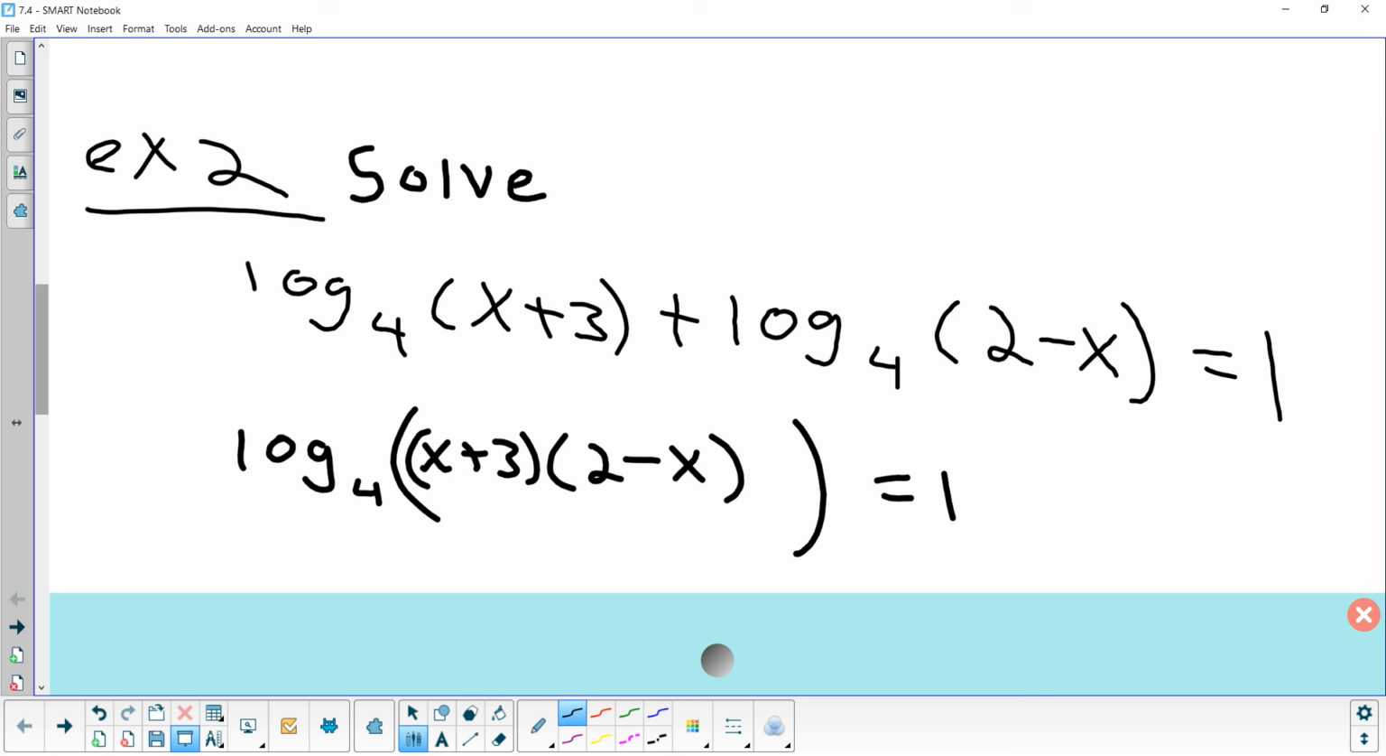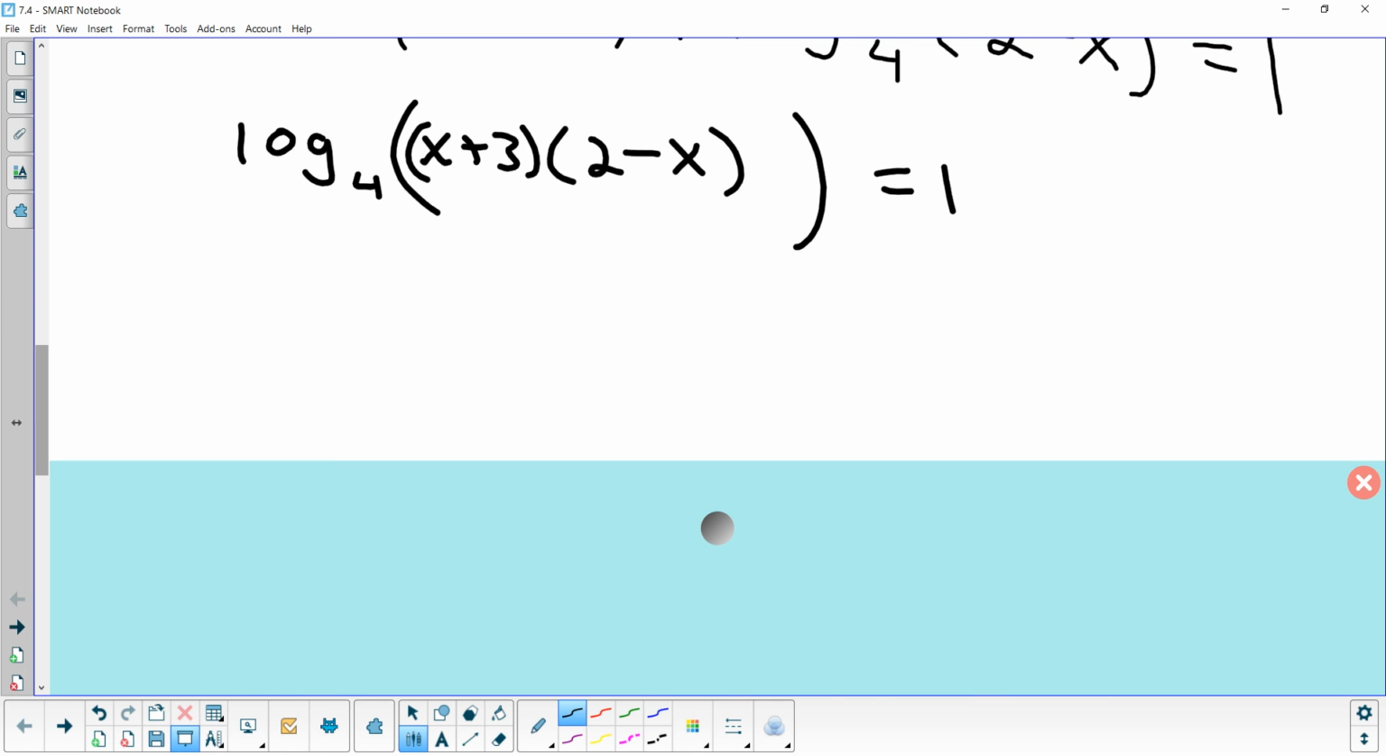Okay, that would be the next thing you want to do. If you have something you can do out, that's multiplication or division, do it out. And then see where you're at after you do that out. So log base 4, it's going to stay right where it is. And let's FOIL it.